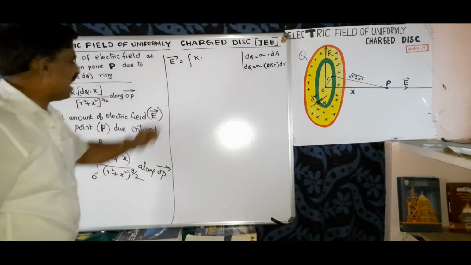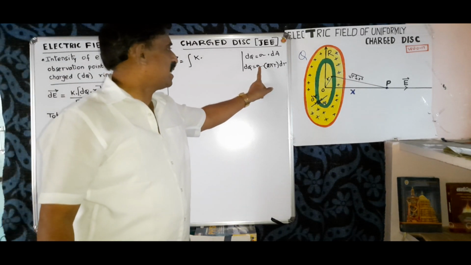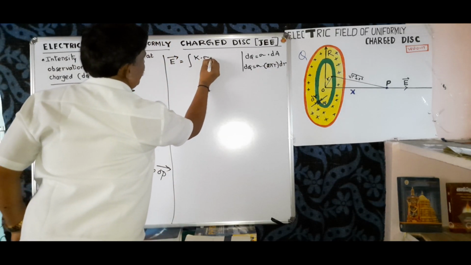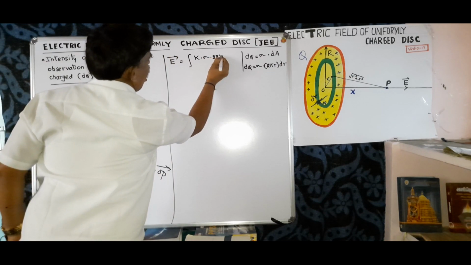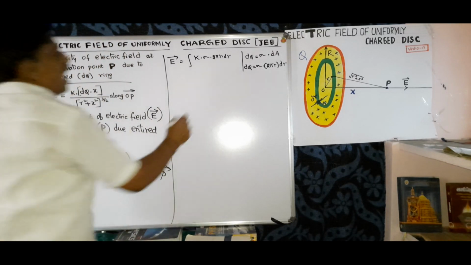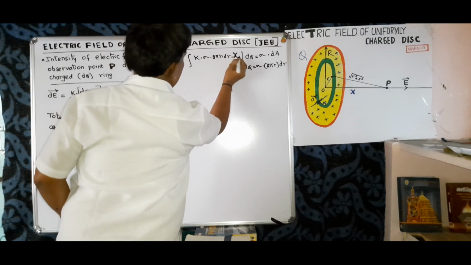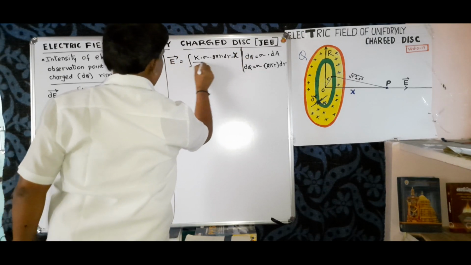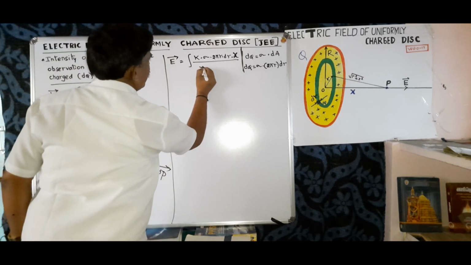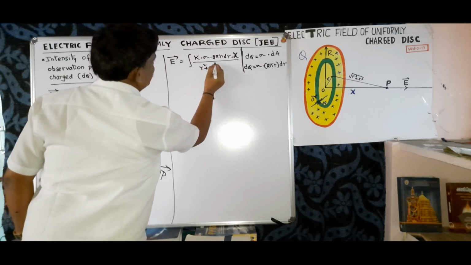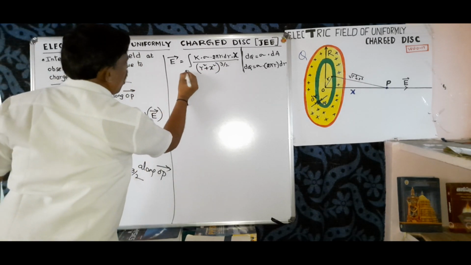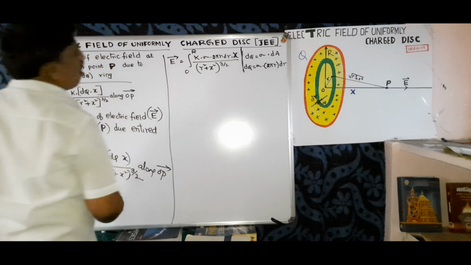Here, K, I am writing K. dQ means sigma into 2 pi r into dr. Then x by (r square plus x square) whole power 3 by 2. Lower limit is 0, upper limit capital R.